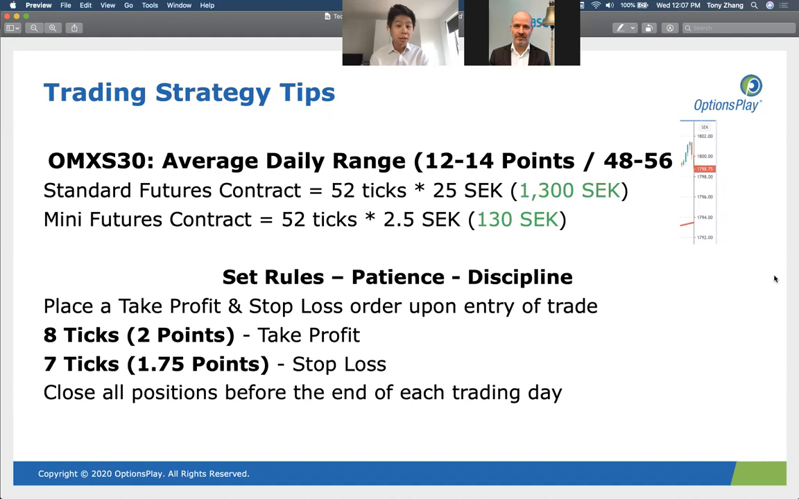And remember, on a mini futures contract, you're roughly putting up about 2,600 crowns in margin requirement. So 52 ticks times 2.5 crowns per tick is an exposure of about 130 crowns. So roughly 5% of the margin requirement that you're putting up is, on average, the type of exposure that you'll see on each given day. Roughly 5% of the margin requirement that you're putting on in terms of exposure.